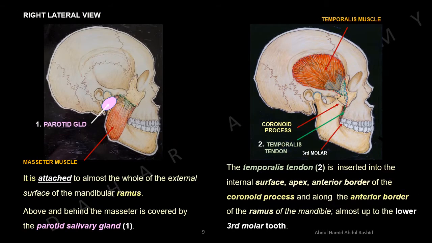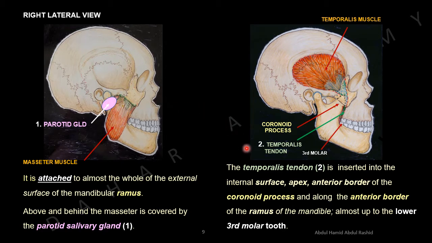We have two diagrams here. Both are right lateral views. First is about the masseter muscle. The masseter muscle is attached to almost the whole of the external surface of the mandibular ramus. Above and behind, the masseter is covered by the parotid salivary gland.